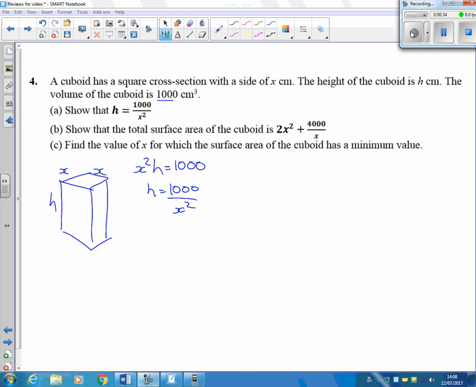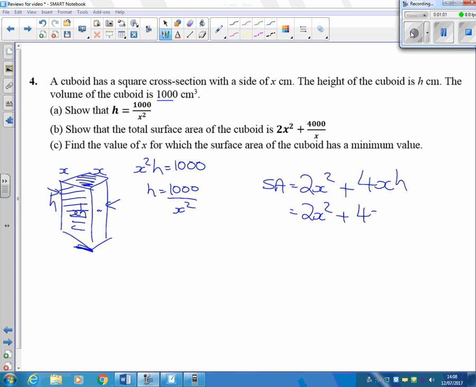Now the surface area of this is made up of a few parts. First of all, there's an x squared on the top, but there's also an x squared on the bottom. So my surface area has got 2x squareds to it. But then I've got this rectangle here, which is xh, and there's 4 of those all the way around the outside. So I've got 4xh there. So 2x squared plus 4 times x times h, well h is what we had earlier. H is 1,000 over x squared.